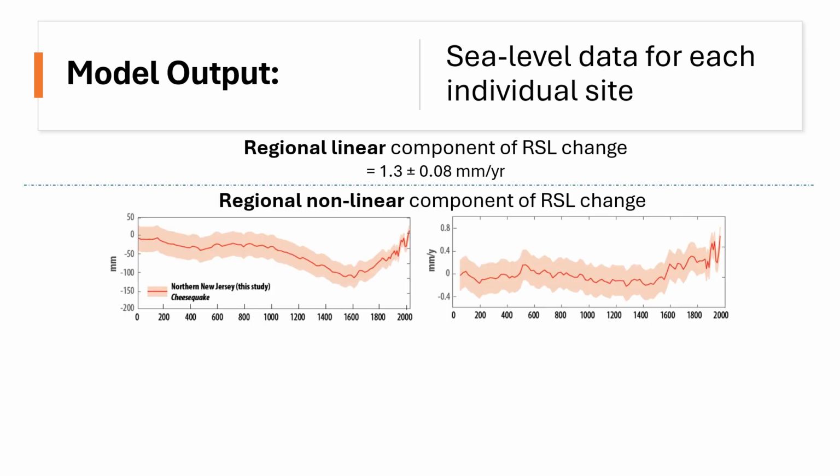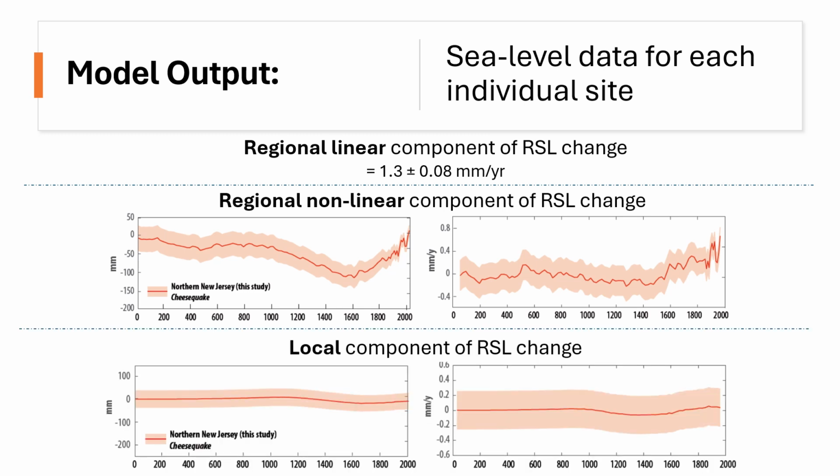Then we also get the regional nonlinear component of relative sea level change. So these are the magnitudes and rates for northern New Jersey, just that regional nonlinear component. And then a local component as well, which is quite small for this particular site in northern New Jersey. So we have a breakdown using this spatiotemporal model with global sea level, and then these different regional linear, nonlinear, and local components for each individual site from our database.